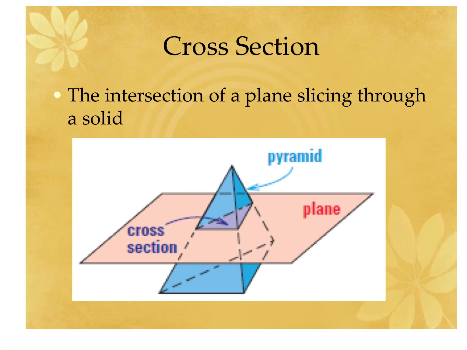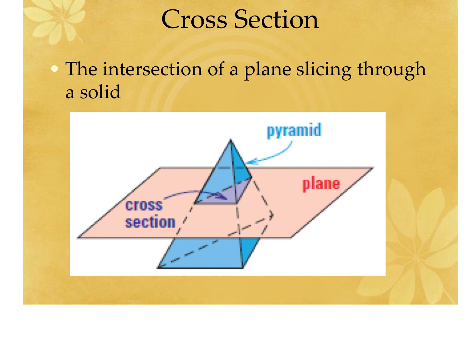So a cross-section is the intersection of a plane slicing through the solid. So think if you took your solid and you chopped it off, like you chopped off the top of this pyramid, the shape that you would see when you pull it apart is the cross-section. Now, in all of the slides, the cross-section shape is going to be in purple. So here, where the plane is slicing this triangular pyramid, if you were to pull that top piece off and then look at it, it would be a triangle.